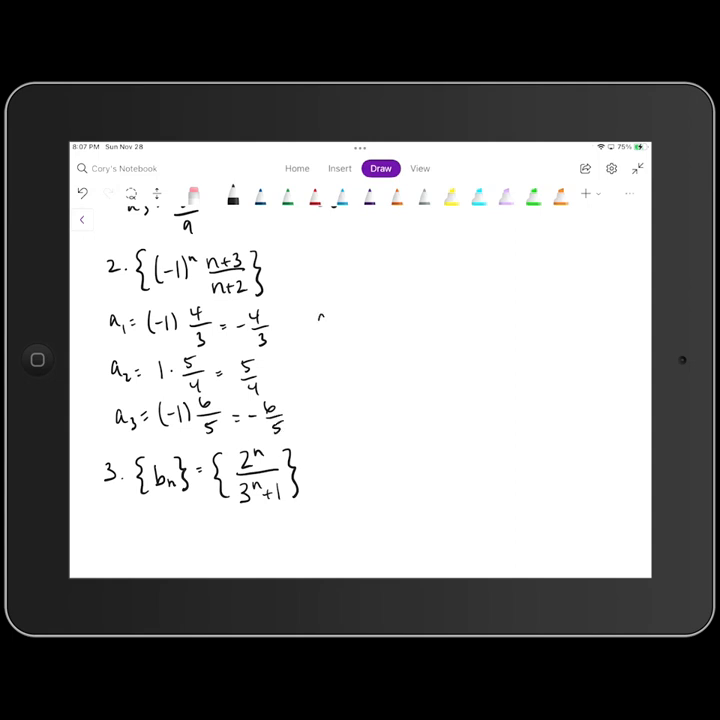For the fourth term, a sub 4, it's negative 1 to the fourth power, which is going to wind up being 1. 4 plus 3 makes the numerator 7. 4 plus 2 makes the denominator 6. And that simplifies to 7 over 6.